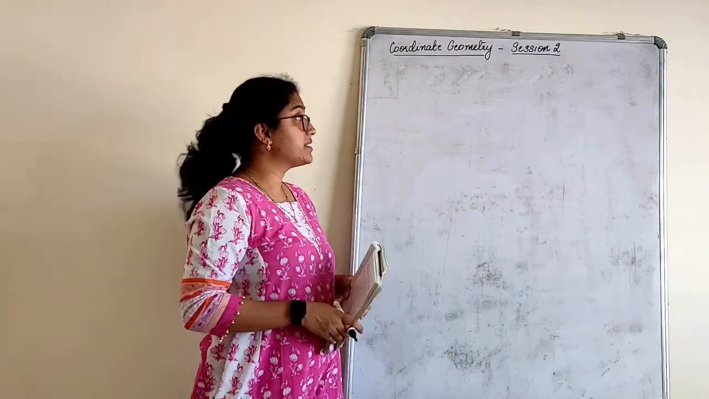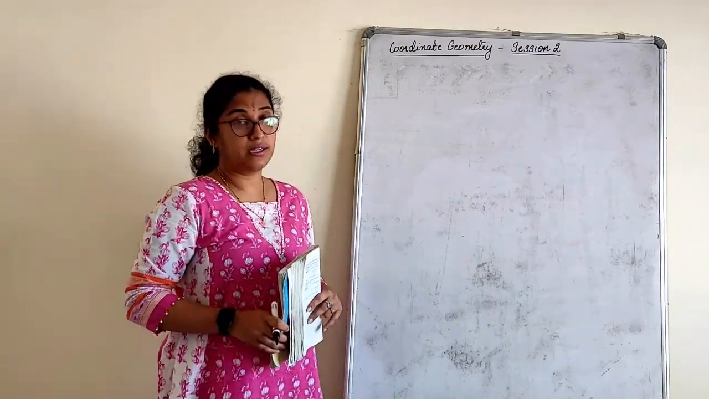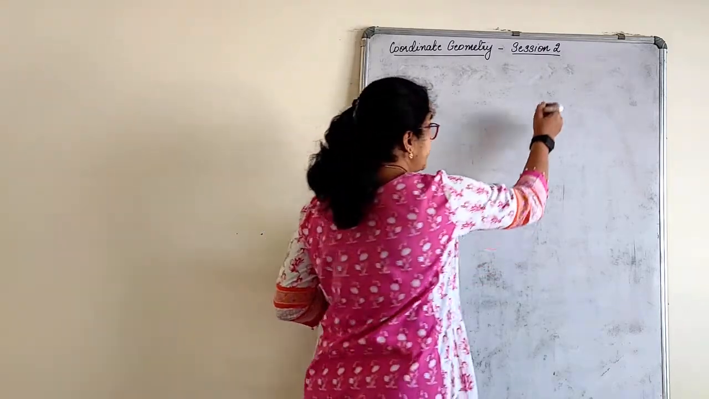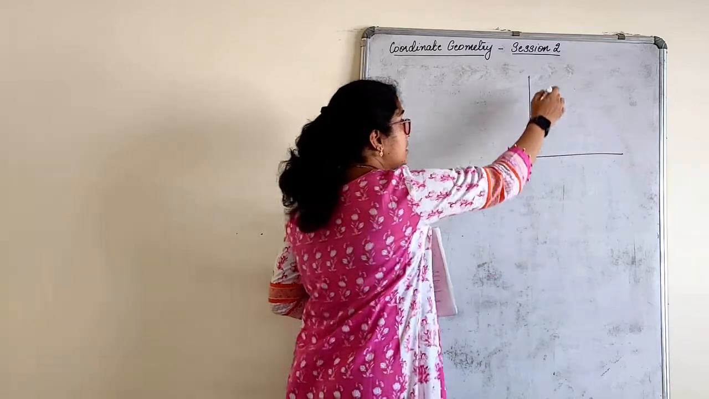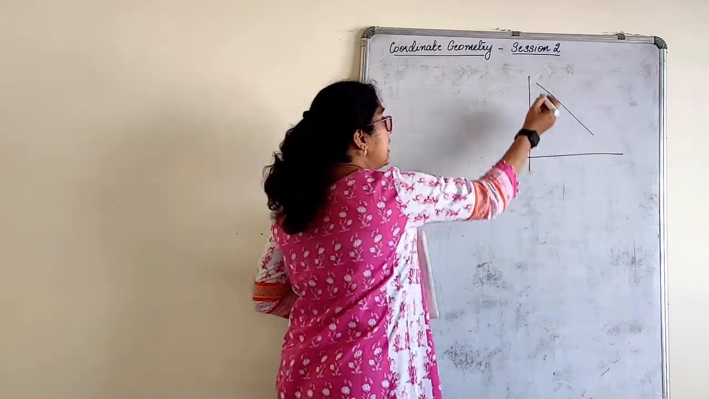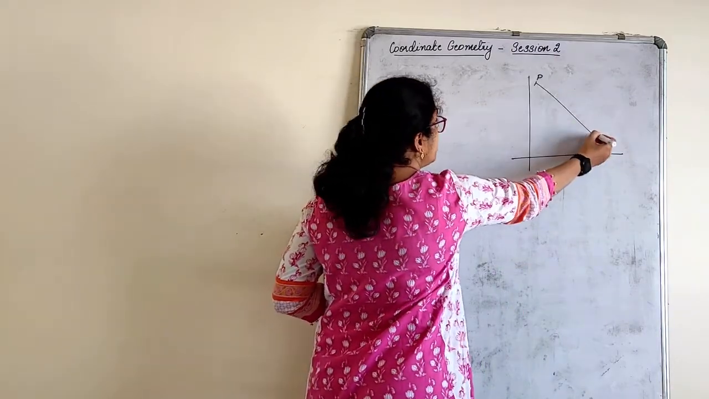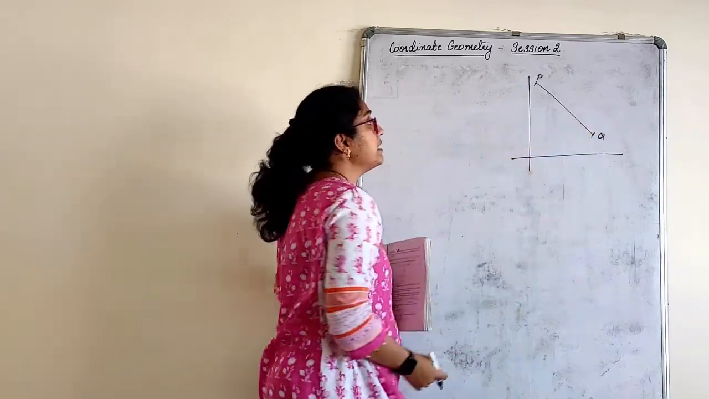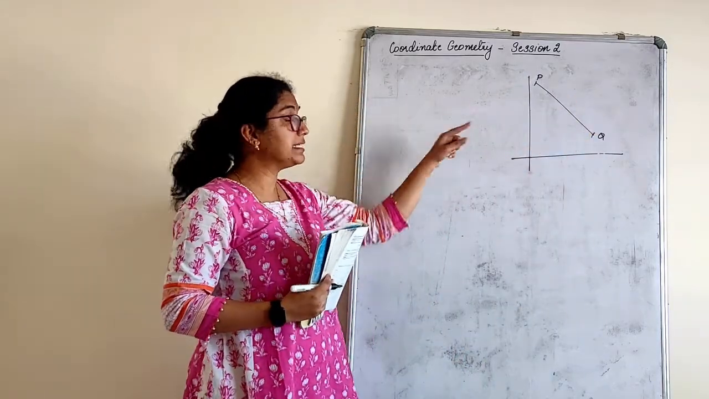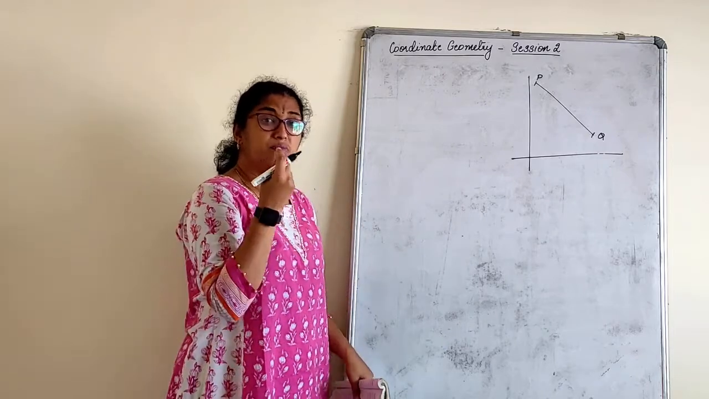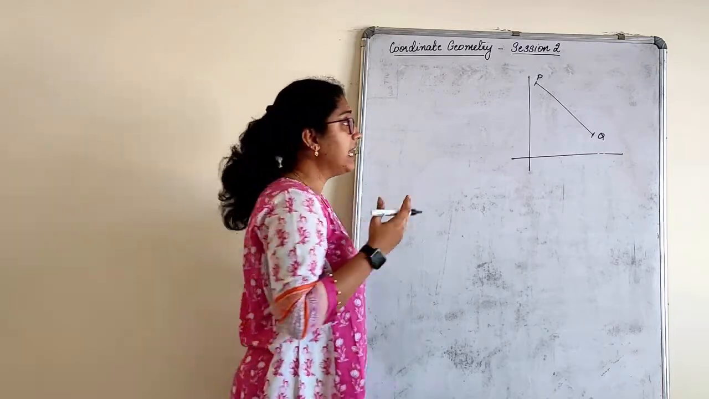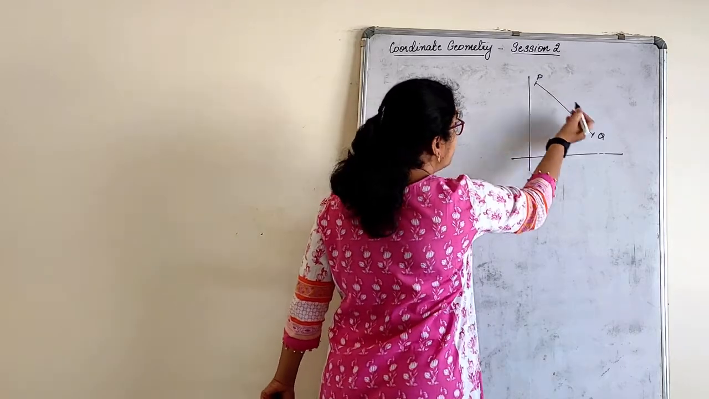Good morning. We will start session 2 on the chapter coordinate geometry. In our yesterday's session, we learned that in the coordinate plane, suppose we have a line, how to find the distance between two points if the coordinates of P and Q are respectively given. We found the distance. Today's class, we will understand how we find the point that divides it in a given ratio.